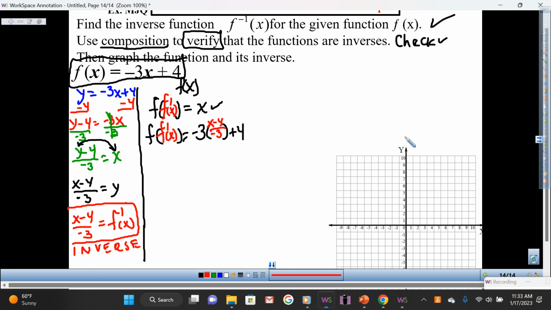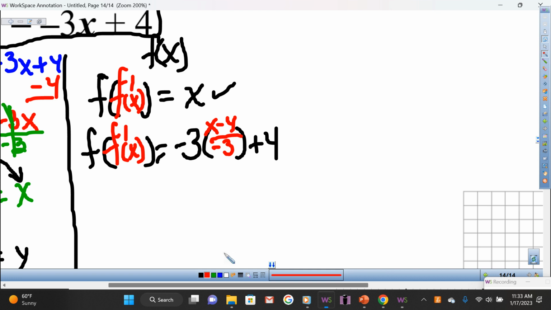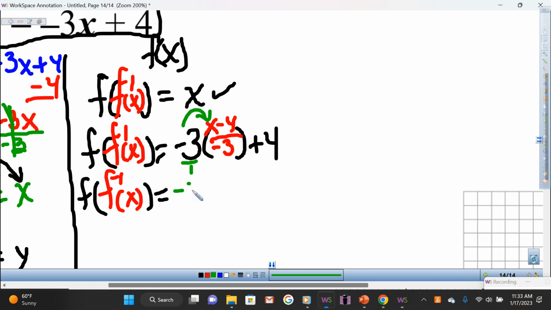Now check this out. Before you copy, look up to the screen. I'm going to zoom in and do the next step. Watch. I have a negative 3 multiplying here the parentheses. I'm going to put it over 1. So negative 3 times x, that's negative 3x. Negative 3 times negative 4, that's what? Positive 12. And all that over, 1 times negative 3 is negative 3. And then I just bring down the plus 4.